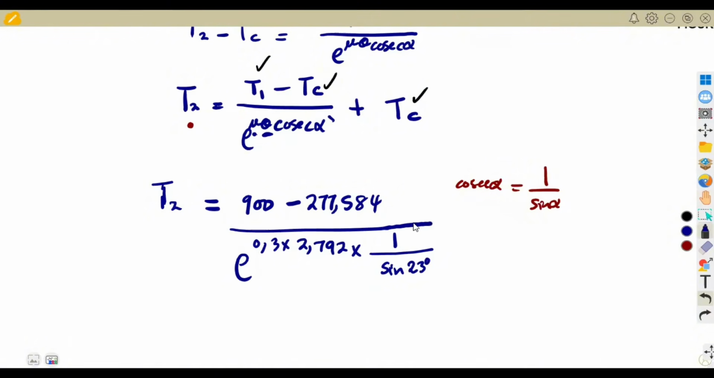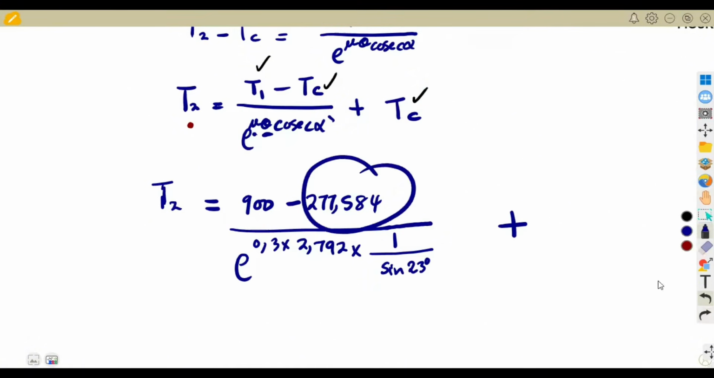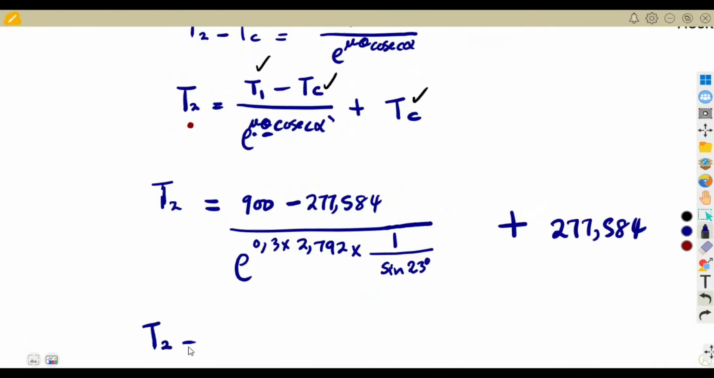All right. So this is, we are going to add our centrifugal tension. Remember, there's plus TC, whatever that you get here, we are going to add our TC. Remember, this is our TC, which is 277.584. All right. So that is our T2. We need this T2 in order for us to use it there to calculate our number of V-belts. So it's still there. We are still there.